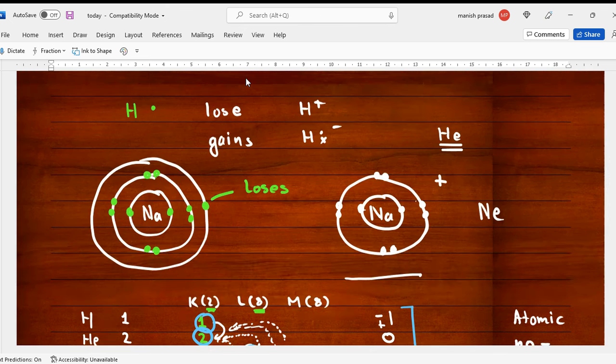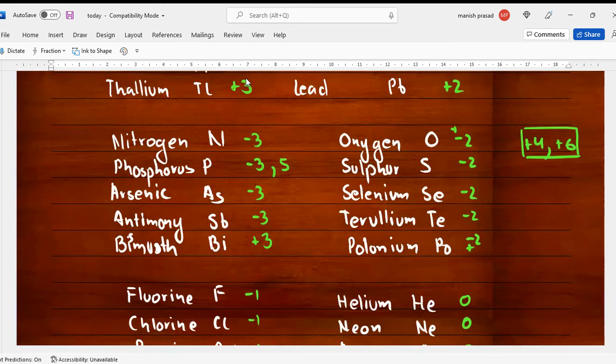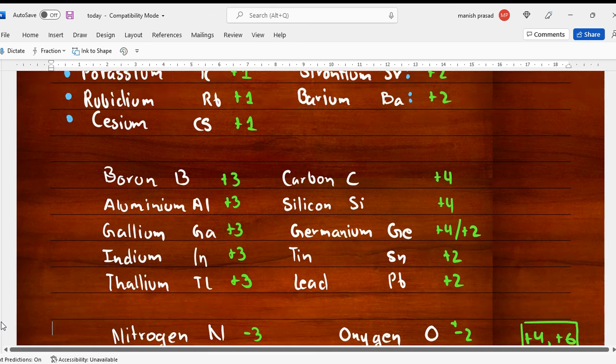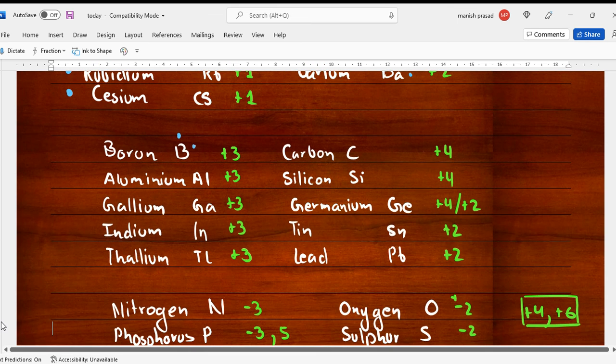Now, the way we have written it out here gives you an idea why I wrote everyone as plus one. Out here, all these elements have one electron in the valence shell, in the outermost shell. So it's easier for them to lose one electron. Here, everyone has two electrons in the outermost shell, so it is easier for them to lose two electrons. I wrote it for you in such a way that it becomes easier for you to remember. Now, all these have three electrons in the outermost shell.